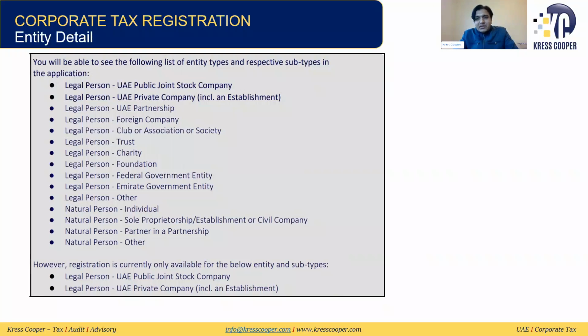The registration that has been opened is for the first two entities, which are the legal person public joint stock company and the legal person UAE private company. The registration has not been opened for any other entity. So you need to be careful about which category you fall in, whether partnership, foreign company, charity, foundation, government entity, sole proprietor, establishment, or civil company, and based upon this, you can proceed further.